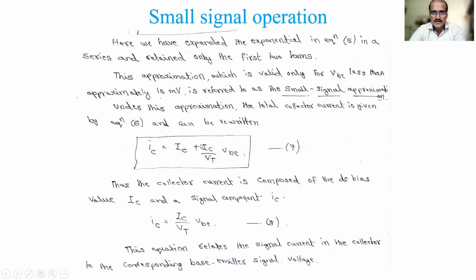If we continue, the AC signal component part, if we consider, is nothing but IC by VT into VBE. IC from equation number 8 is the collector current, and this is the signal component. I told you, with both the letter and the subscript small. But for letters like C we could not differentiate much between small and capital, so you should be careful in that case.